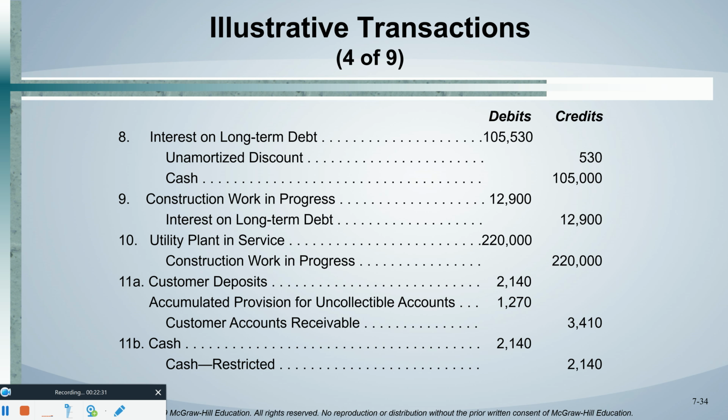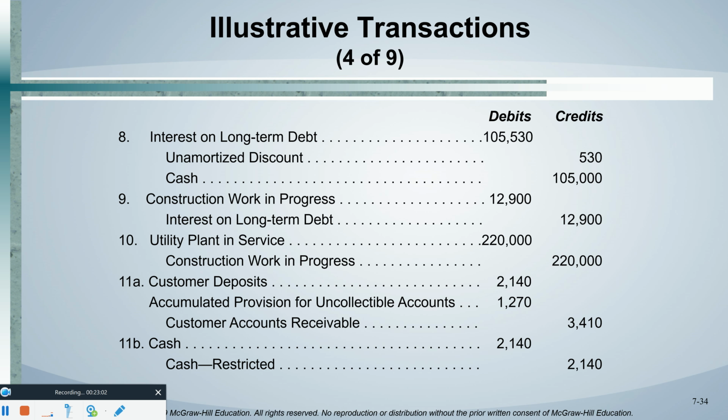Journal entry 9, some of that interest is actually capitalized because it's part of the construction project. So we will debit or increase the WIP account, and we will credit the interest expense. This is a reclassification. Journal entry 10, the construction project is done. So we will debit the new fixed asset category called utility plant, and we will credit the WIP account to get rid of it.